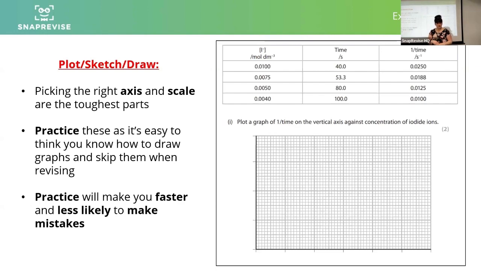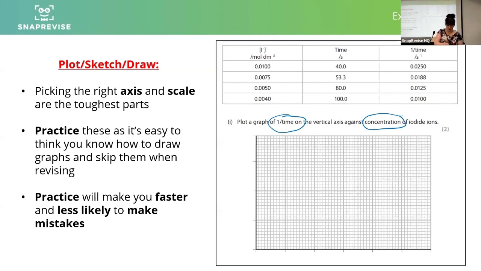For example, this question asks us to plot a graph of 1/time on the vertical axis against concentration of iodide ions. So context, these are 1/time versus concentration graphs. The command word is plot, so I need to make sure I'm being nice and specific, trying not to be too slow, etc. And my direction is I've been given those points to plot. Let's make sure, though, that I'm plotting the right ones. I've been told what to plot: 1/time on the vertical axis against concentration on the horizontal axis.